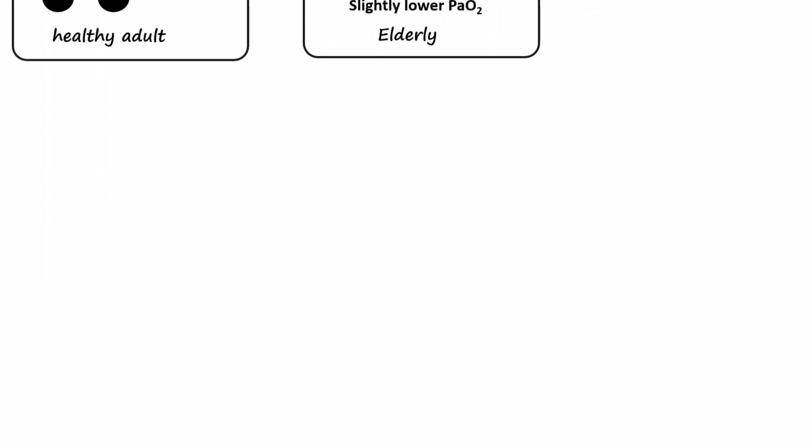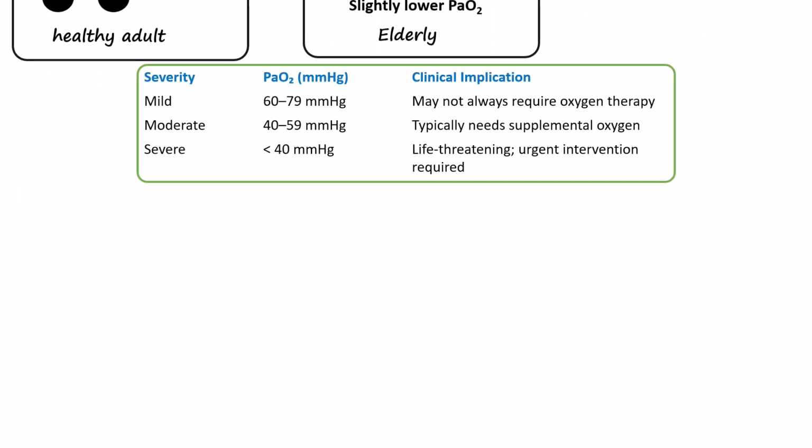Abnormally low oxygen levels in arterial blood are used to categorize hypoxemia as mild, moderate and severe. Mild hypoxemia is defined as a PaO2 between 60 and 79 mm of mercury. Moderate hypoxemia corresponds to a PaO2 between 40 and 59 mm of mercury, which typically necessitates the administration of supplemental oxygen. Severe hypoxemia is identified when the PaO2 is less than 40 mm of mercury, and is considered life-threatening and requires urgent medical intervention.